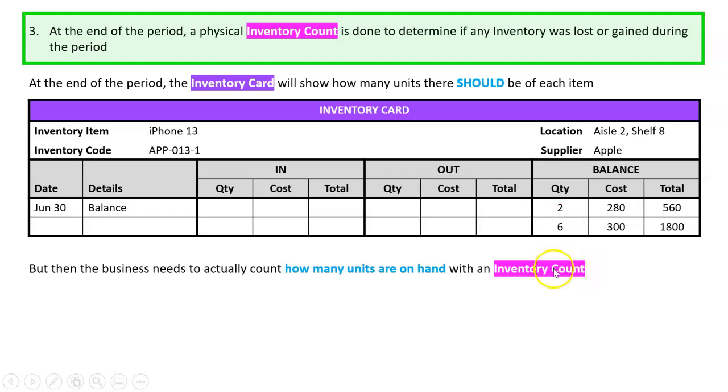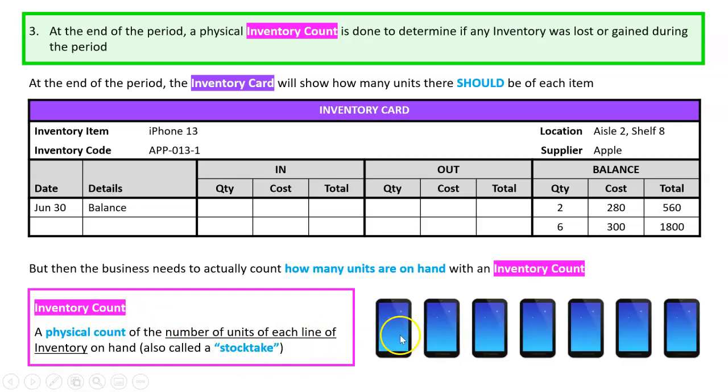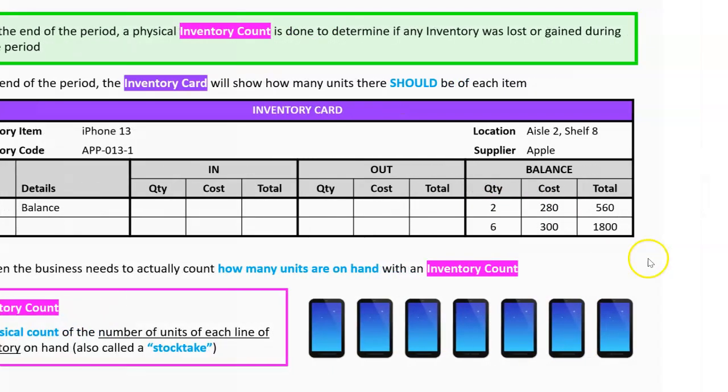But then at the end of the period, we probably better count to make sure they're all there. And we do an inventory count. That's a physical count of the number of units of each line of inventory on hand. You might also see the word stock take. That's probably used more in the real world. We say stock take, but we're going to use inventory count. And let's say we do count them up, and there's only 1, 2, 3, 4, 5... there's only 7 iPhones there. Well, we're missing one, and now we need to account for that, which we'll deal with later.